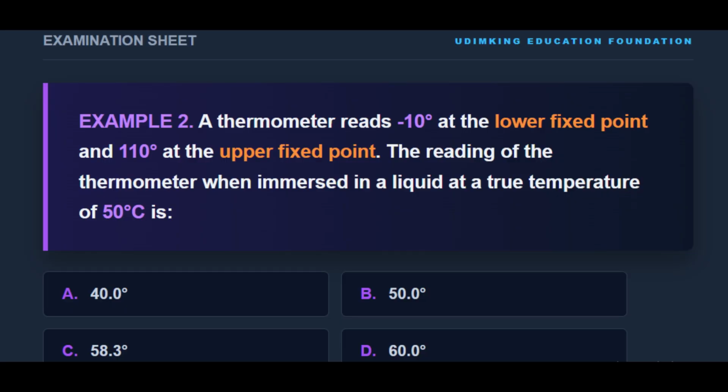The problem tells us that a faulty thermometer reads -10 degrees at its lower fixed point and 110 degrees at its upper fixed point. We need to determine the exact reading on this faulty instrument when it is immersed in a liquid whose true temperature is 50 degrees Celsius.